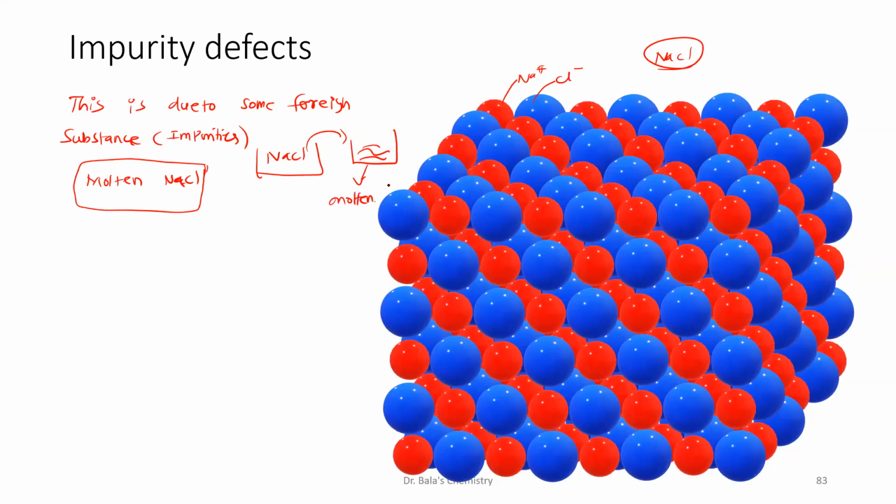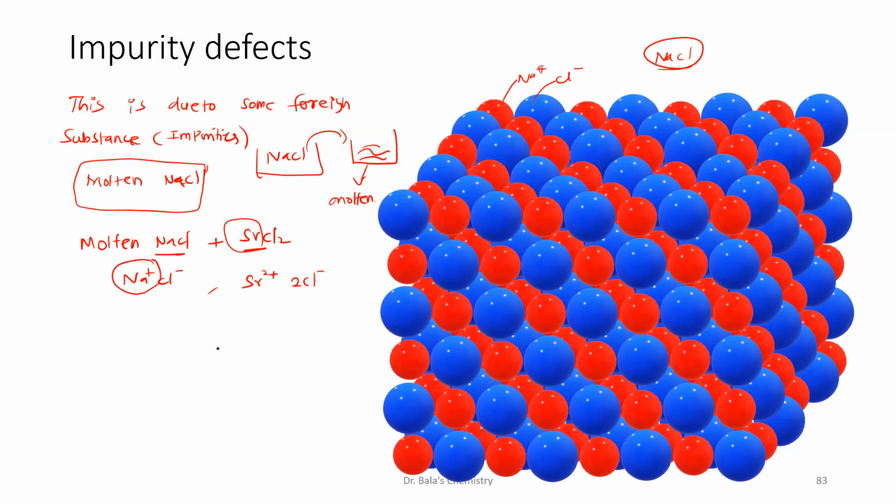Okay, molten NaCl will be taken. And now, in that molten NaCl, I'm adding a very small amount of SrCl2, strontium chloride salt. That will be acting as an impurity. So what is the charge of Na plus and Cl minus? And here, what is the charge of Sr? Sr2 plus. It is a divalent cation, and Na is a monovalent cation, right?